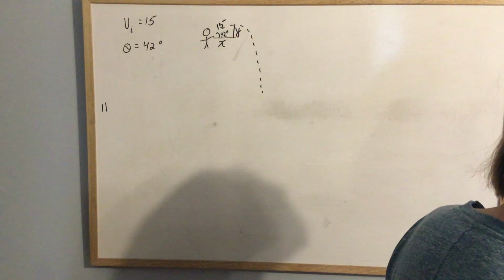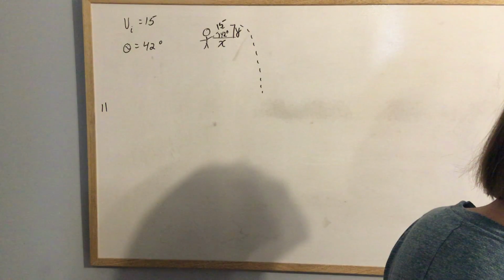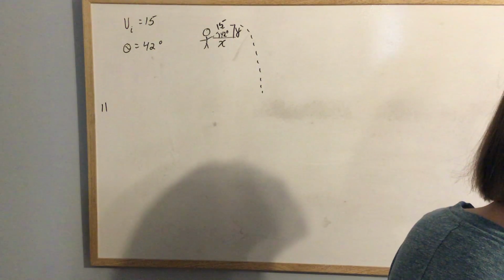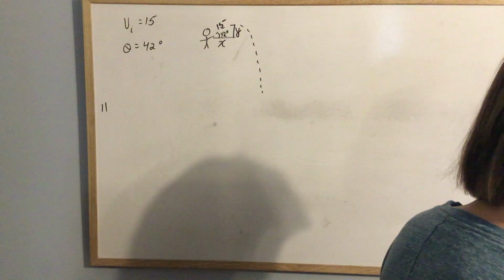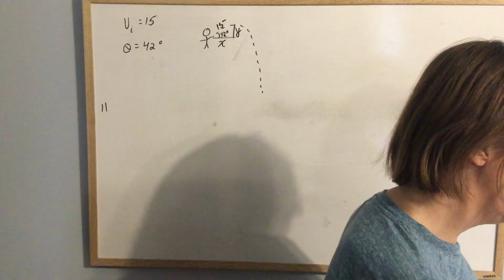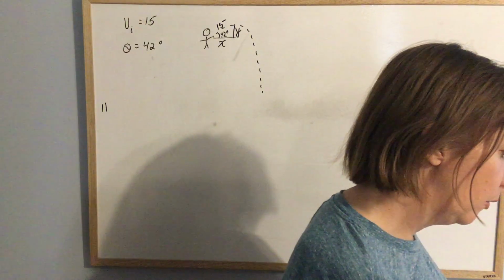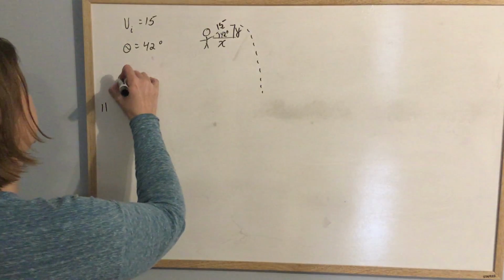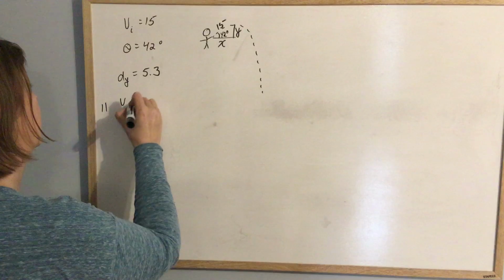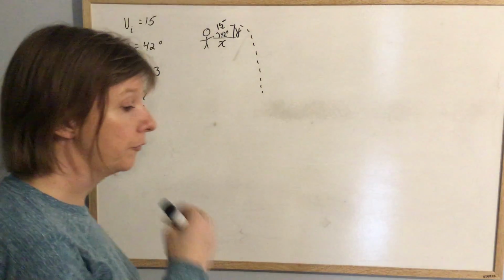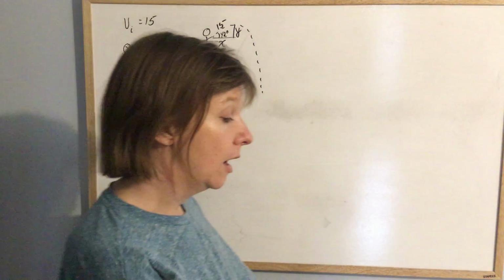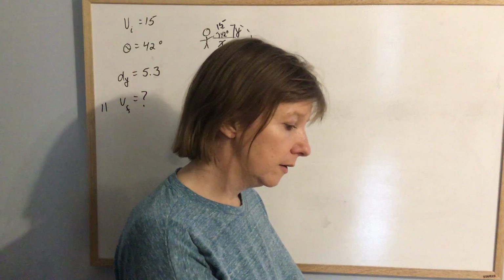Now, if the ball is 5.3 meters above the level of the playing field when you throw it, what will be the velocity of the ball when it hits the ground of the playing field? So, my displacement in the y direction is 5.3, and I want to know an overall final velocity. So again, things you're going to need for a final velocity are a speed and an angle.